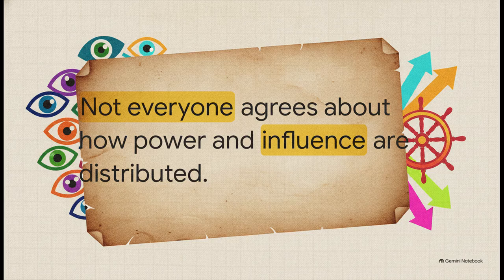As our source material so perfectly puts it, not everyone agrees about how power and influence are distributed in American democracy. And honestly, that makes total sense. Policymaking is incredibly complex. You can have different experts look at the exact same system and see completely different forces driving it. So, to solve our mystery, we need to examine three main competing theories that try to explain who is actually steering the ship.